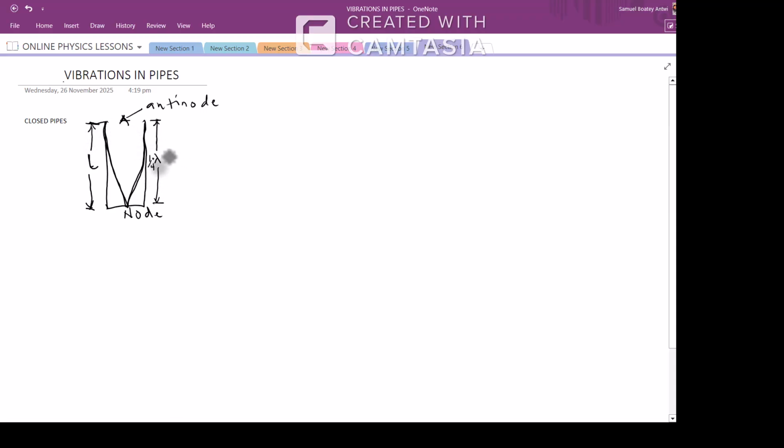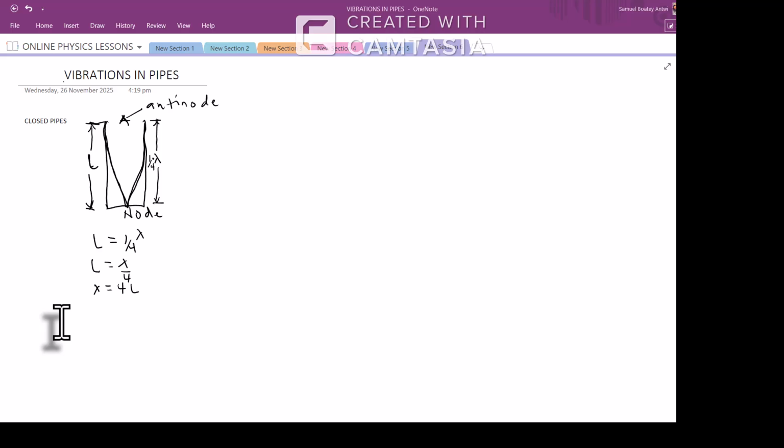And it is 1 over 4 lambda. The assumption is that the wavelength, which is 1 over 4 lambda, is equal to the length of the pipe. So that is the assumption. So we can instantly say that this is lambda over 4 and consequently say that lambda is equal to 4L, from our mathematics when we do the change of subject. Right?